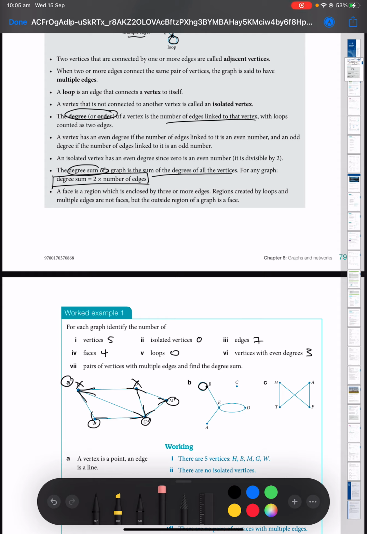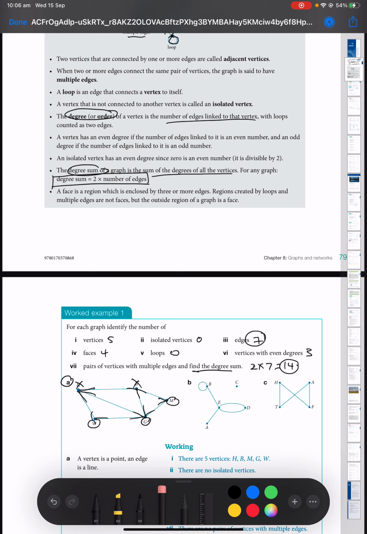So in this instance, we would do 2 times the number of edges for the degree sum instead. Okay, so here, we go 2 times the number of edges. The number of edges was 7, so our degree sum is going to be 14. All right, you would basically follow that exact same sequence for question B and question C as well.